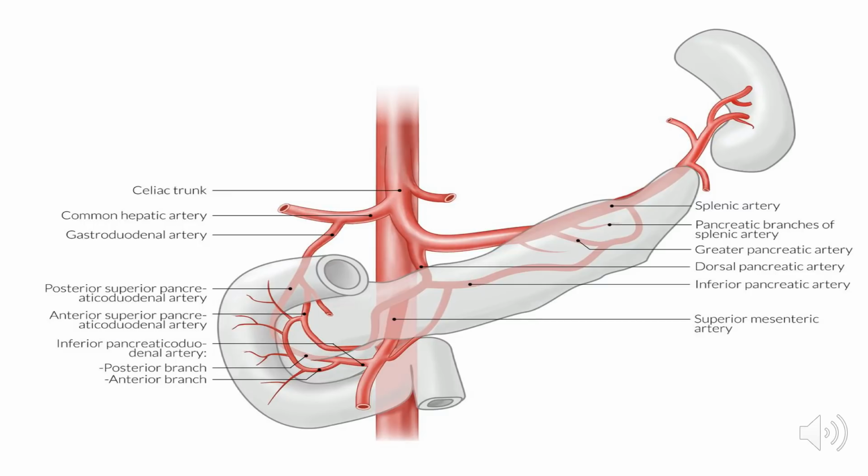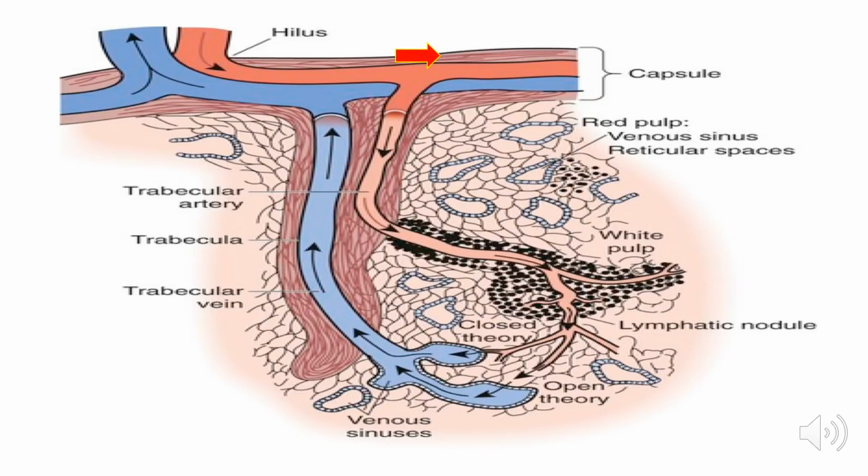Let's discuss the circulation of blood in the spleen. You have here the main arterial blood supply of the spleen, that is the splenic artery. The splenic artery will enter through the hilum of the spleen. This is the capsule of the spleen. This is the extension of the capsule into the spleen. We call that the trabecula. This is one of the small branches of the splenic artery.